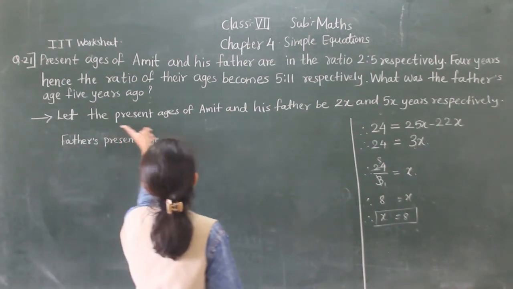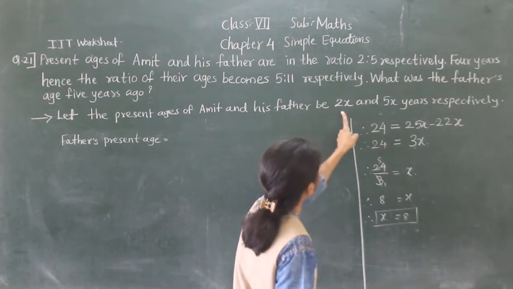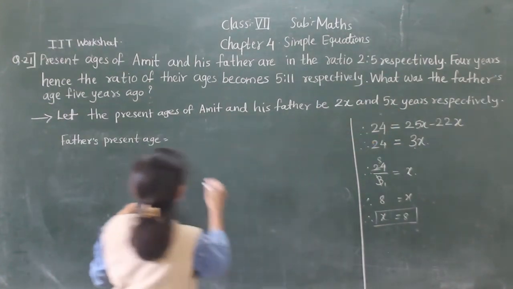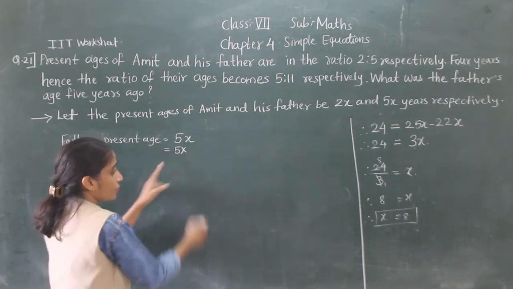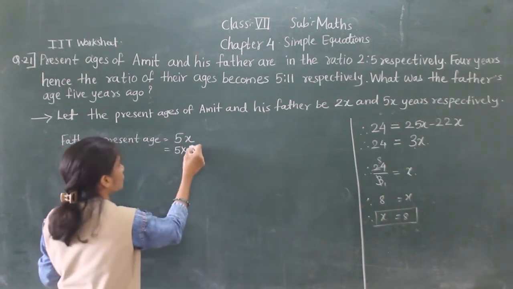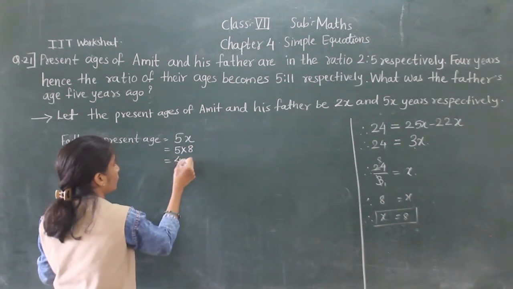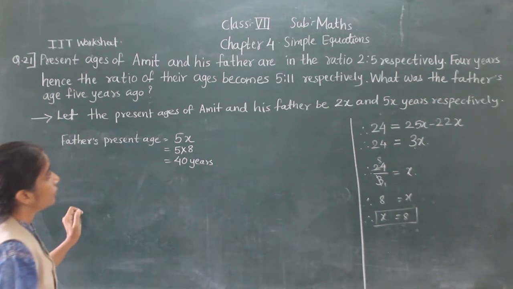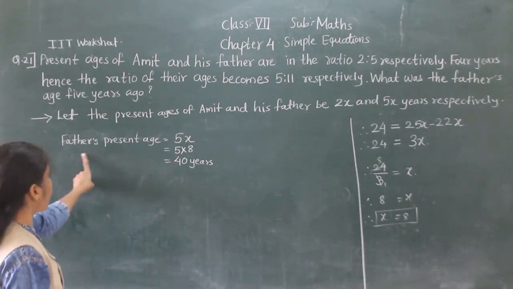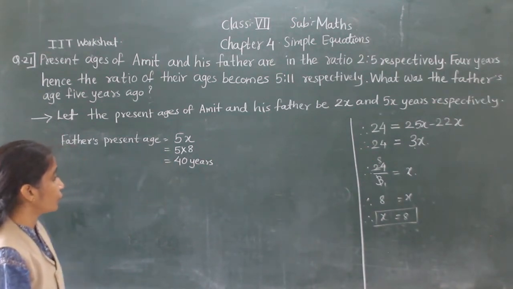The present ages of Amit and his father would be 2x and 5x. Father's age is 5x. So 5 into x, now x is equal to 8, we got. So 5x is 40. So 40 years. So father's present age, we got 40 years.